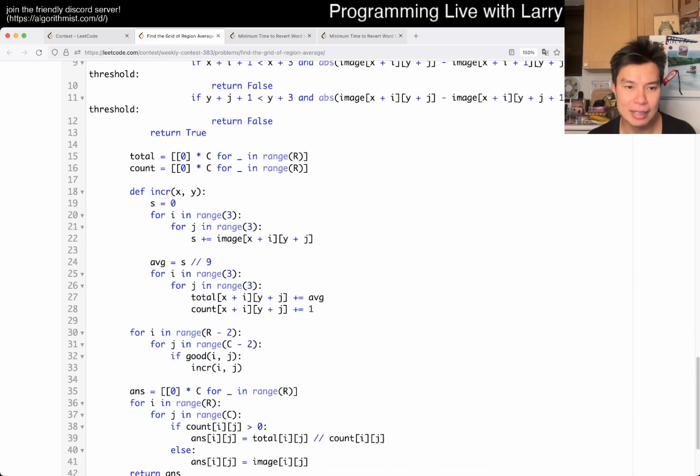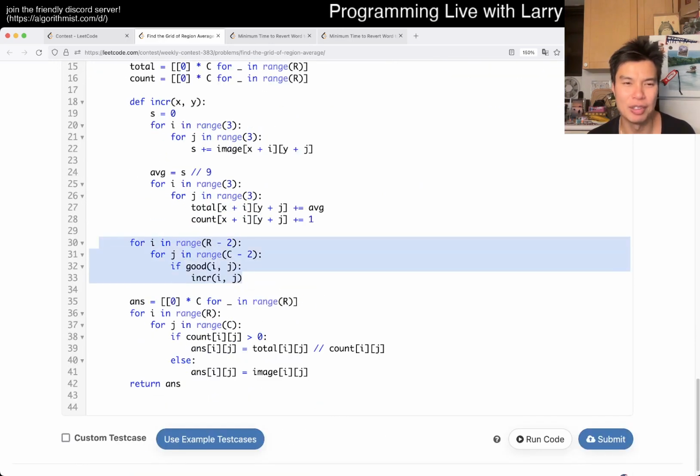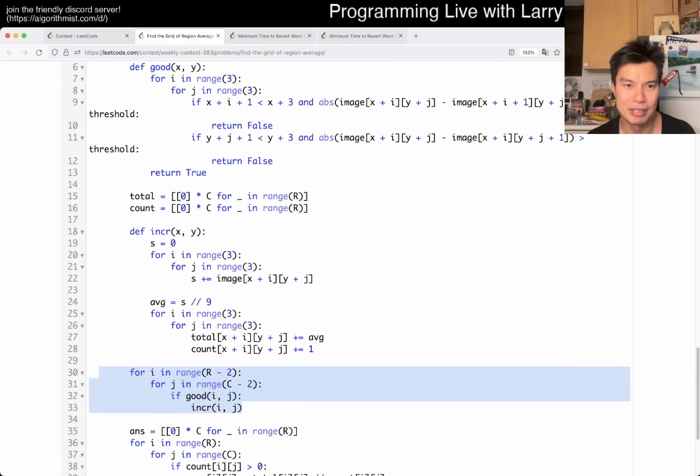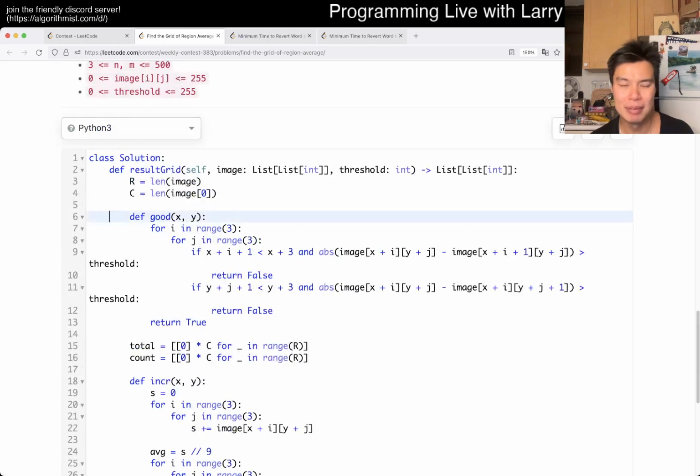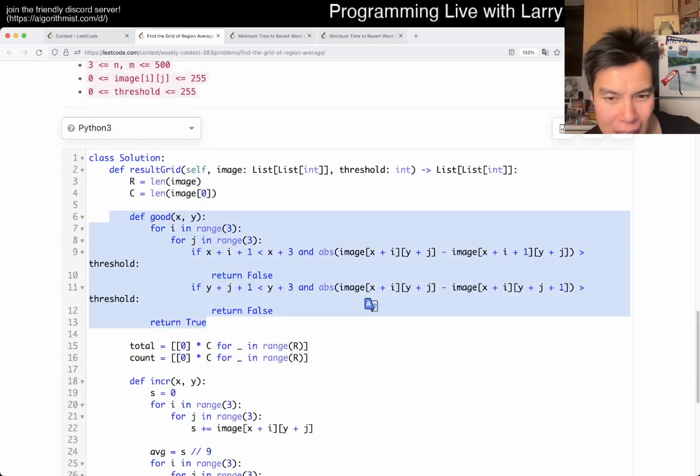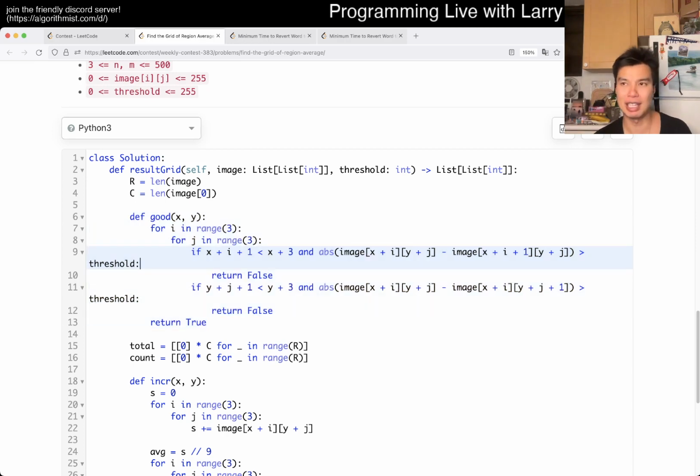But basically, the idea here is that, okay, this is the initial setup, right? We declare R and C. This is the initial loop. So this is basically: if the 3x3 corner that starts at i, j is good, then we increment i, j, and basically we have this thing. Maybe I could write this a little bit differently, I don't know, but this is the point where I had errors because I was just being silly, I guess.